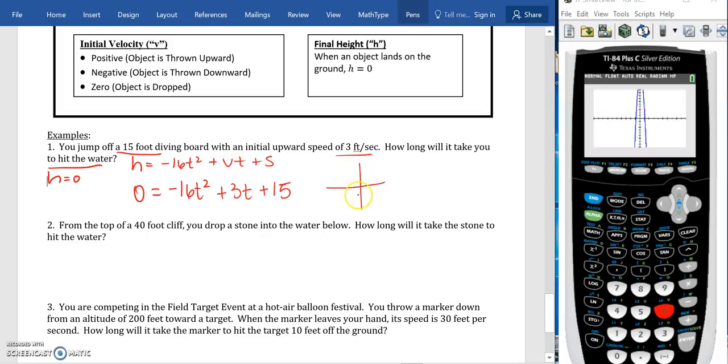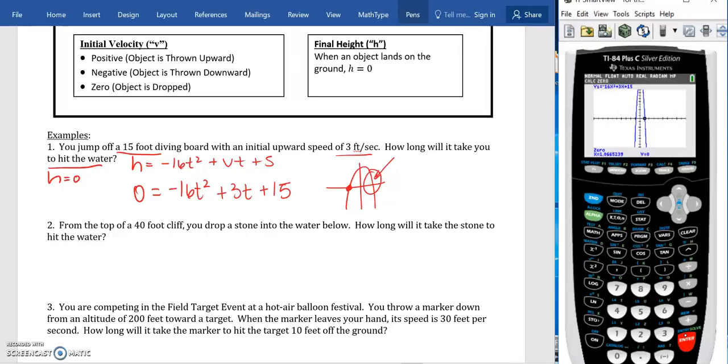So we have two options here. This one right here is not going to make sense for the context of our problem, so we want to focus in on this x-intercept right there. If we want to find where it crosses the x-axis, we're going to go to second and calculate, and we're going to choose zero, which is number 2. We're going to get this left bound, right bound. And there's my cursor, so enter. Move over to the right, enter, and then enter one more time.